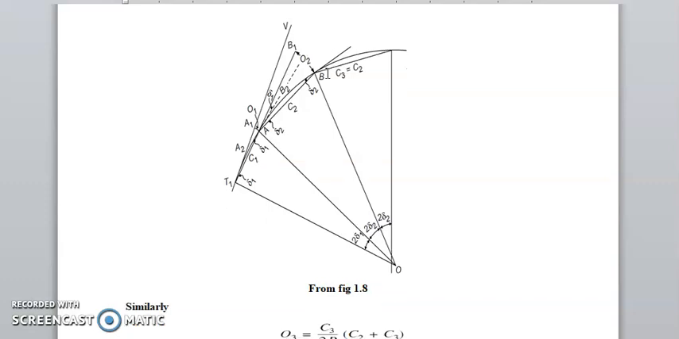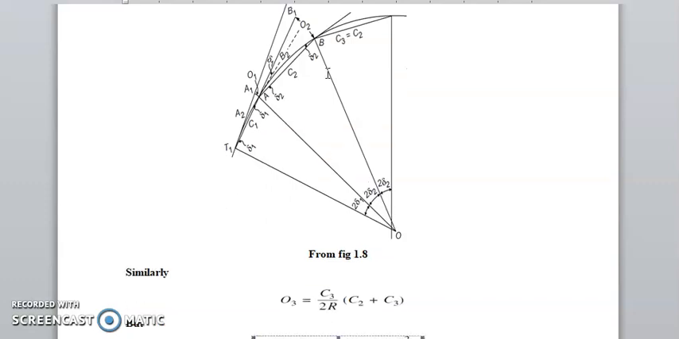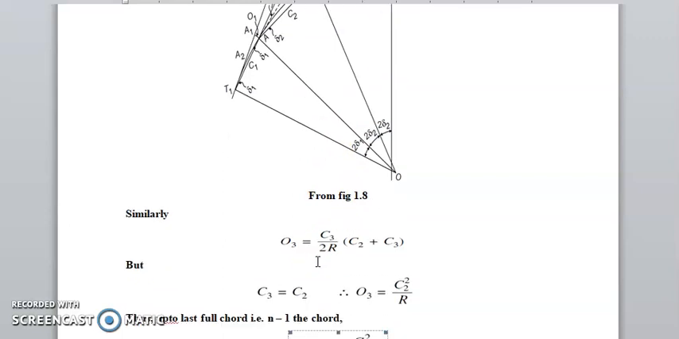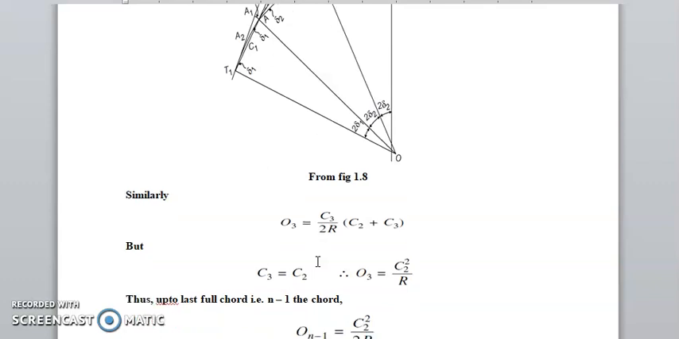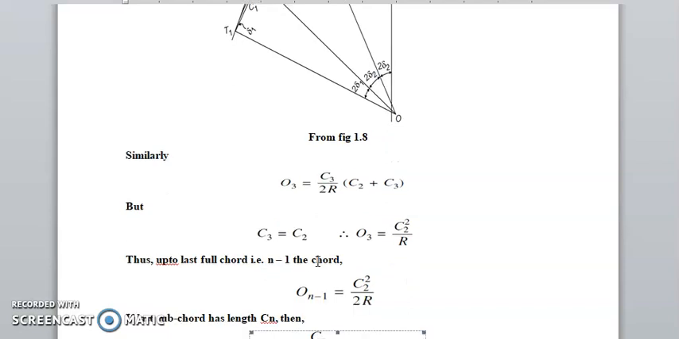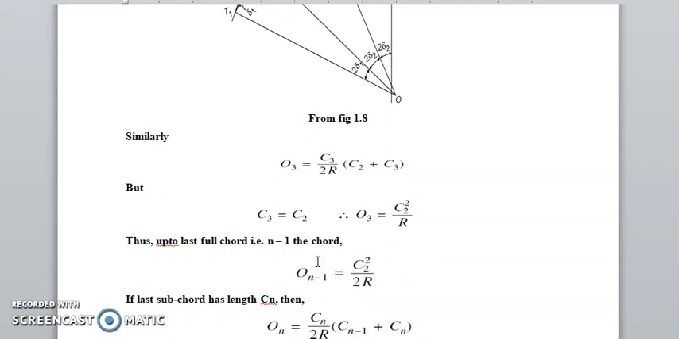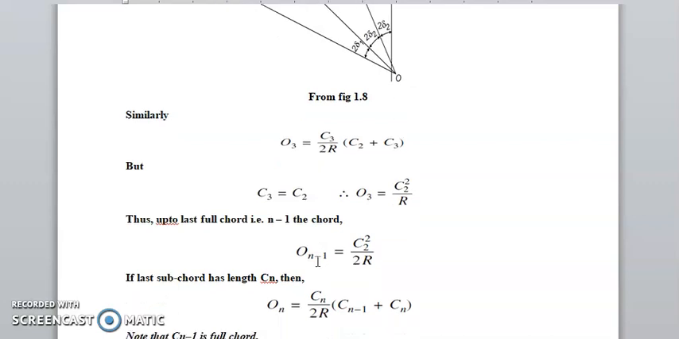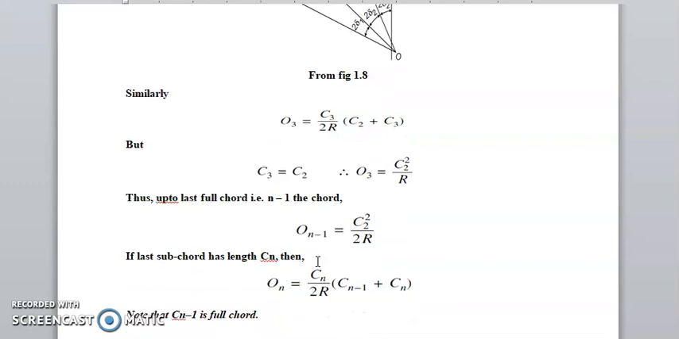This is the curve. We can see the curve, so this is the long curve. We are dividing it into different parts. Similarly, O3 is equal to C3 by 2R times (C2 plus C3). For the subchord of length CN, ON is equal to CN by 2R times (CN minus 1 plus CN).